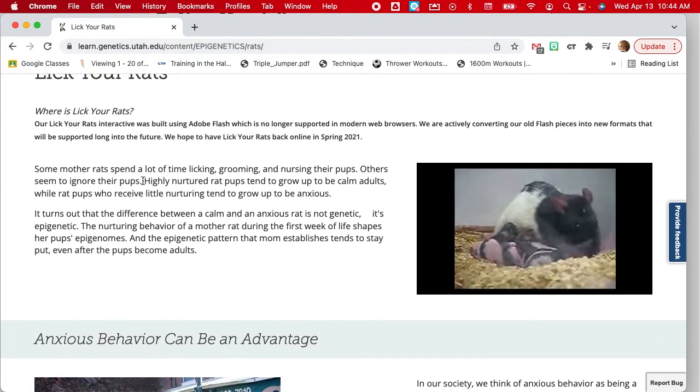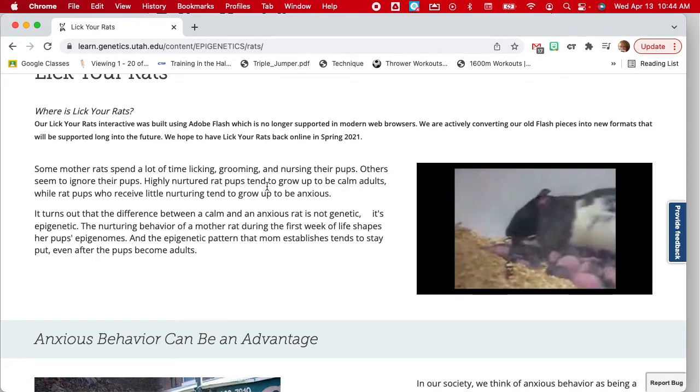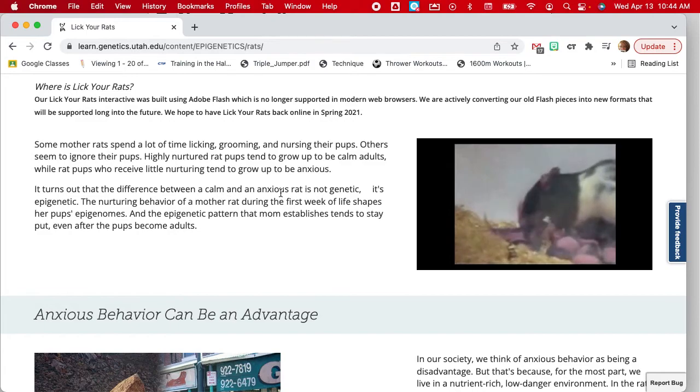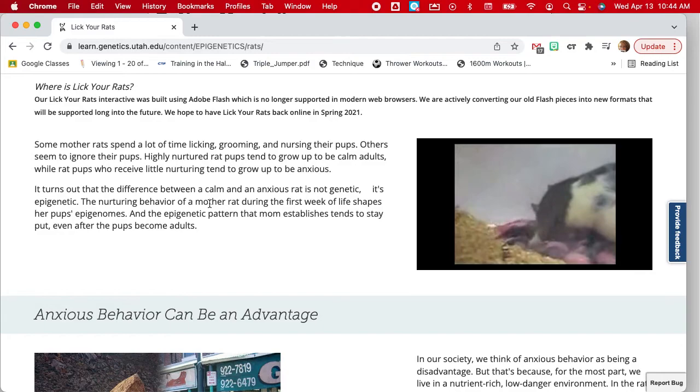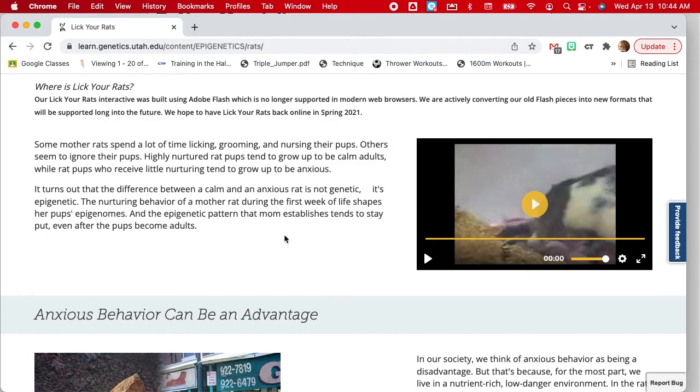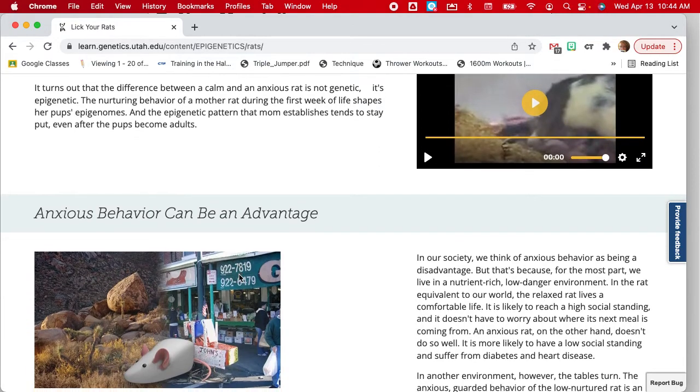Okay, so it says some rats spend a lot of time licking, grooming, and nursing their pups. Others seem to ignore their pups. Highly nurtured rat pups tend to grow up to be calm adults, while rat pups who receive little nurturing tend to grow up to be anxious. It turns out that the difference between a calm and an anxious rat is not genetic, it's epigenetic. The nurturing behavior of a mother rat during the first week of life shapes her pup's epigenomes, which is their genes. And the epigenetic pattern that mom establishes tends to stay put even after the pups become adults.